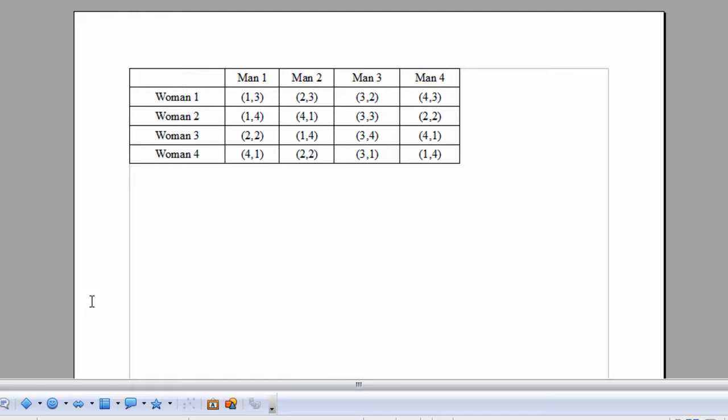Alright, now the question is how to use this matrix to find a stable complete marriage. What we're going to use is an algorithm called the deferred acceptance algorithm. The way this works is first you take all the women who were rejected from the previous round, or in the first round that'd be all the women, and then they propose to their most preferred man who hasn't rejected them yet.